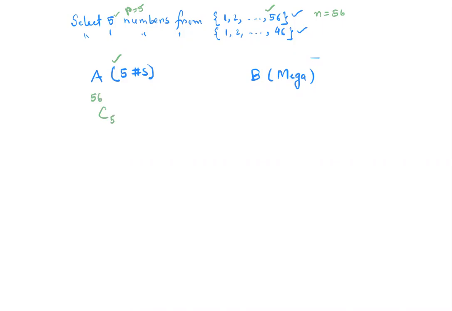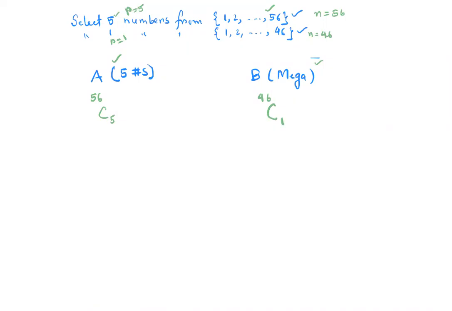Because order doesn't matter. And then the number of ways you can select a mega. In this case, if you're selecting one item, order doesn't matter. So it's still a combination. But in this case, your N is 46, your R is 1. So it's going to be 46C1.